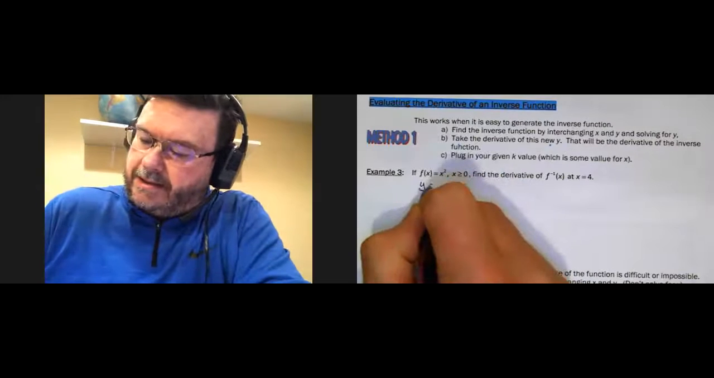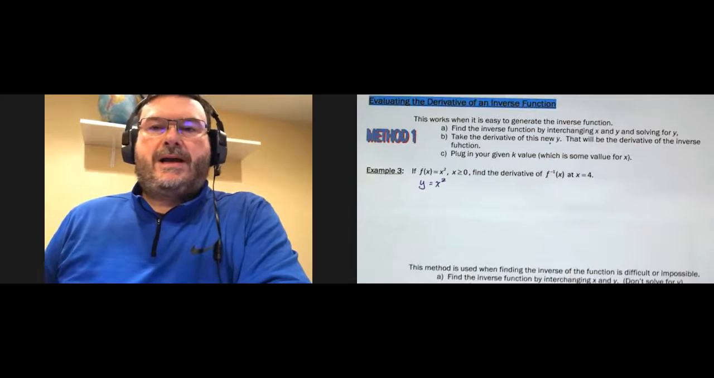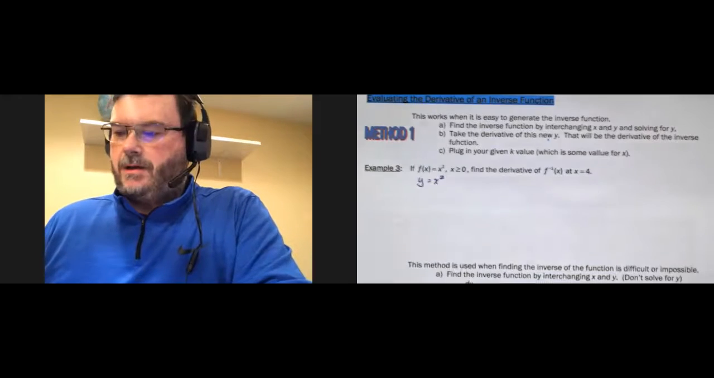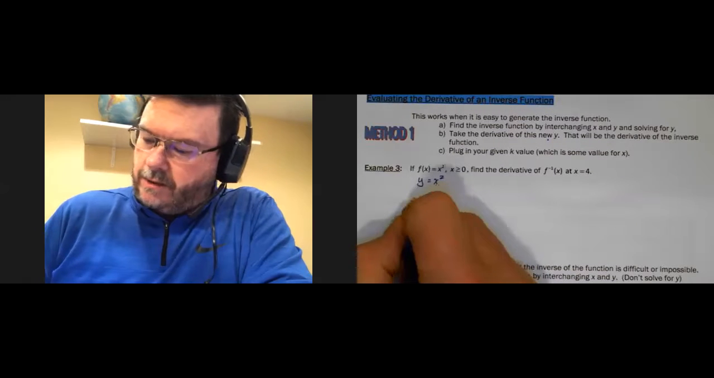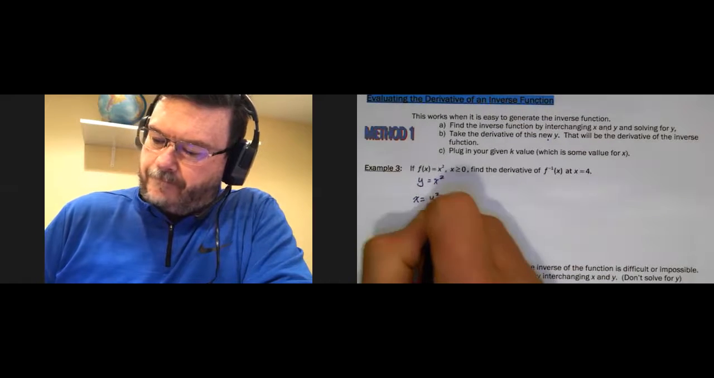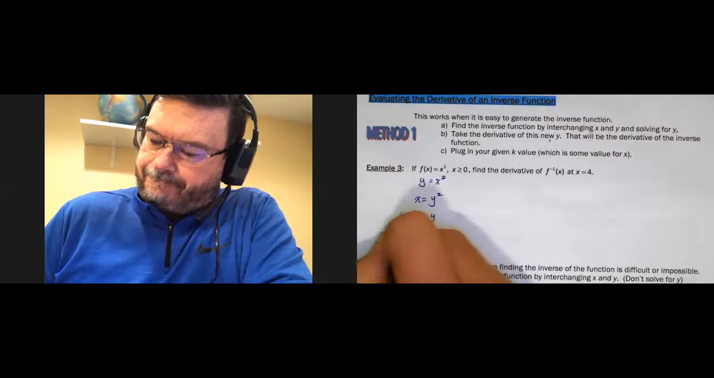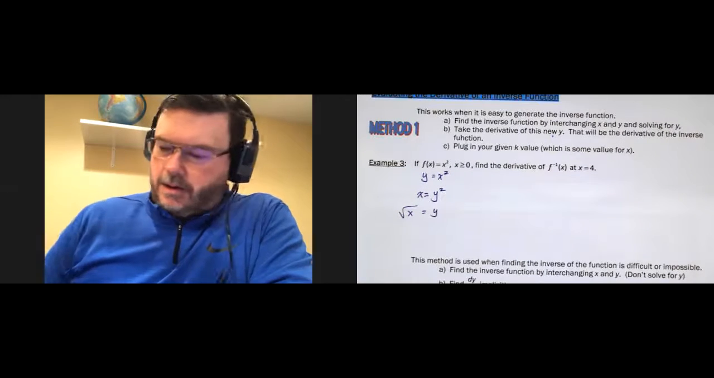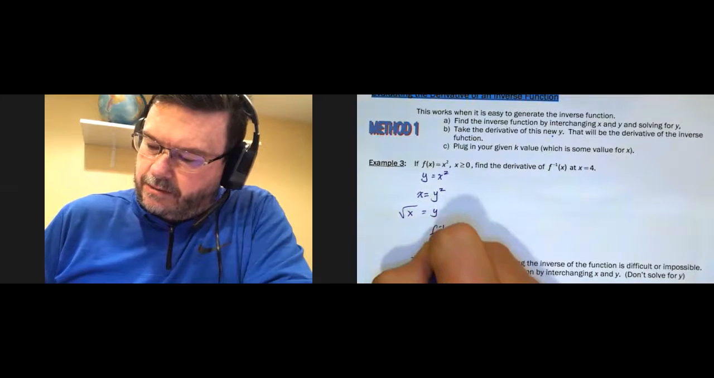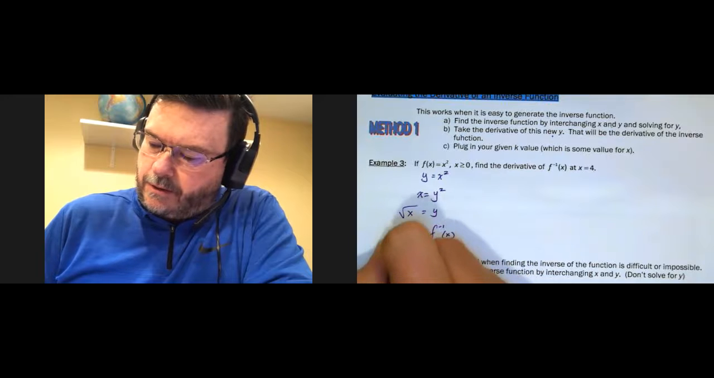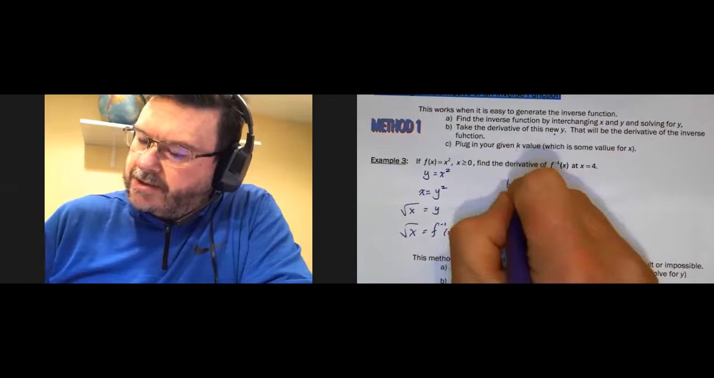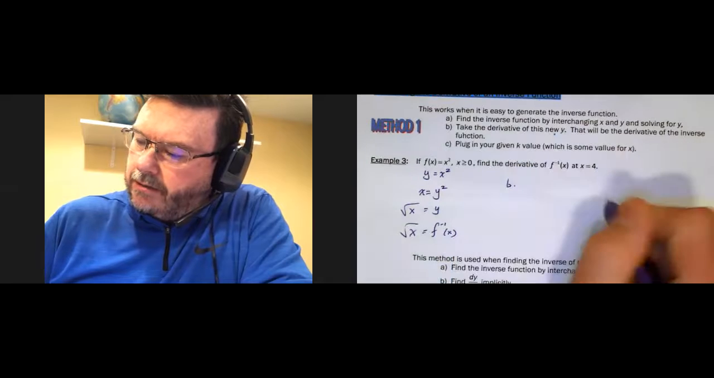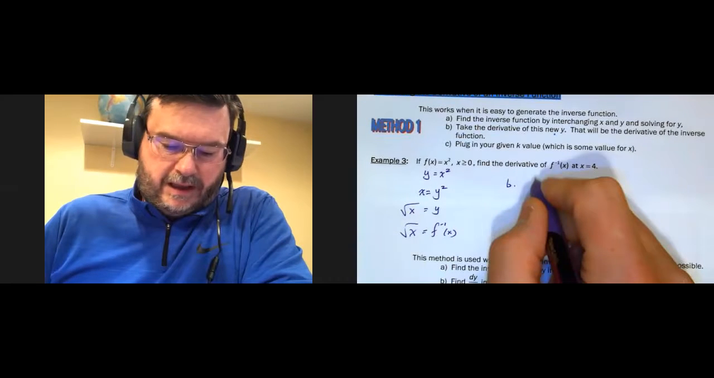We're going to set this equal to x squared. So we're going to look at the other function that we did before. We're going to interchange and solve for y. So the inverse function is the square root of x. We just had that. That was the graph. So part B is take the derivative of this new y. That will be the derivative of the inverse.